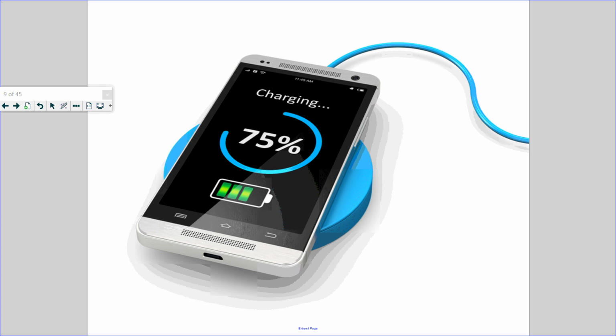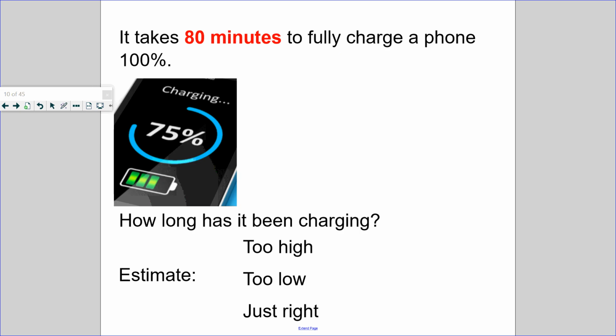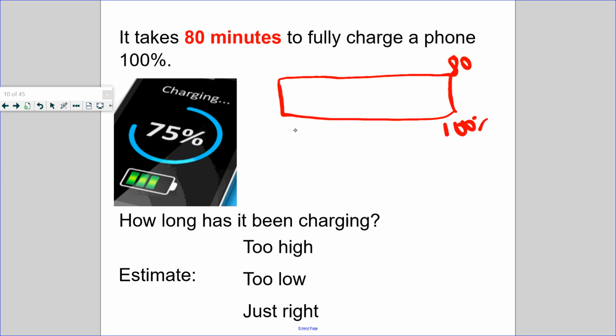Yay, I got it. So now here's a question. It takes 80 minutes to fully charge a phone 100%. How long has it been charging? So many ways to solve this. You can solve it using a strip diagram. So 100%, 80 minutes.